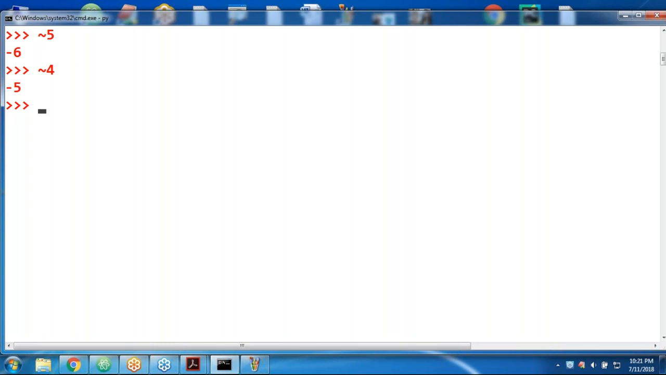Nitin Patil asks about bitwise complement. It is not a Boolean complement. Some people are asking about the negation of 5: we get minus 6. The next one, the negation of minus 7: we get 6.